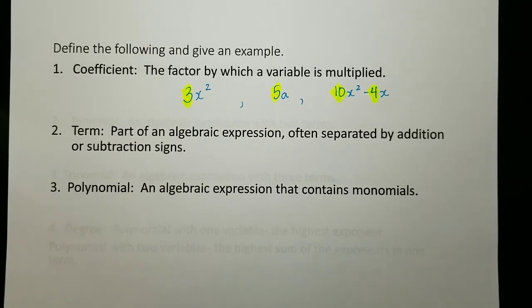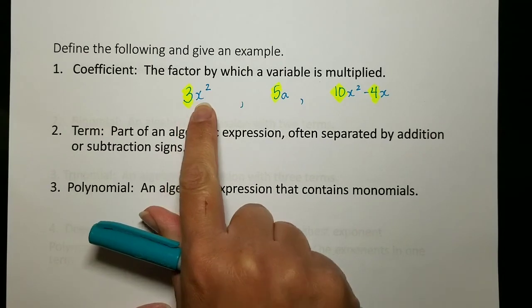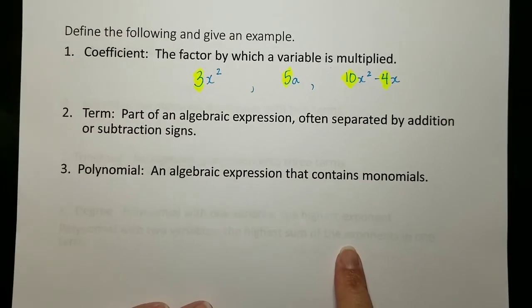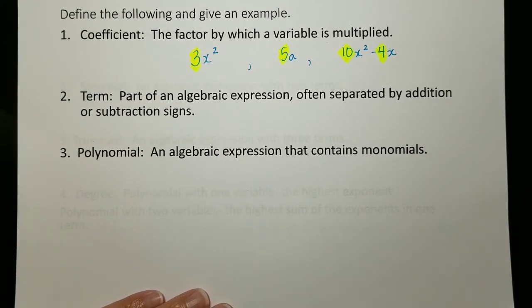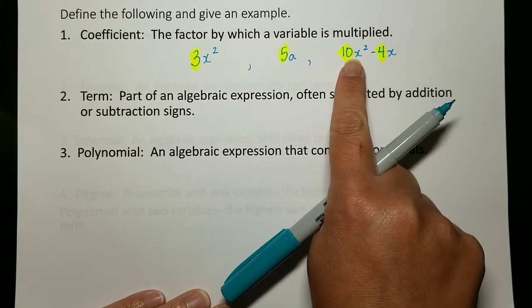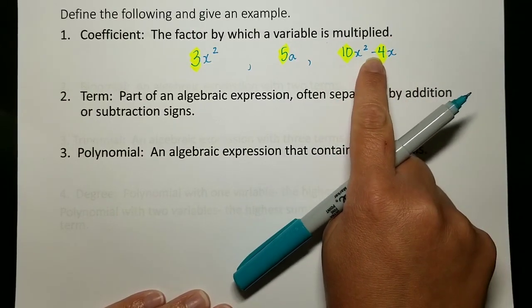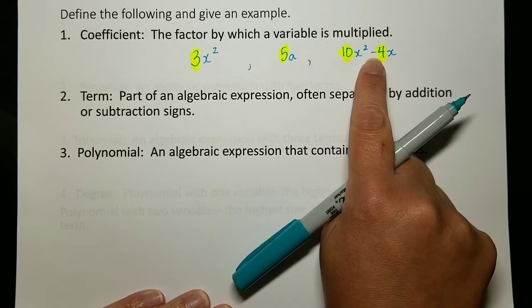And I touched on this in the last one, but the next definition is term. So a term is part of an algebraic expression, often separated by addition or subtraction signs. So if we had a bigger algebraic expression, sometimes algebraic expressions like 3x squared or 5a have just one term. Lots of the expressions that we're going to be looking at in this unit, though, have multiple terms. So this has 10x squared, that's one term, minus 4x, that's another term. Their terms are separated by a plus or minus sign.